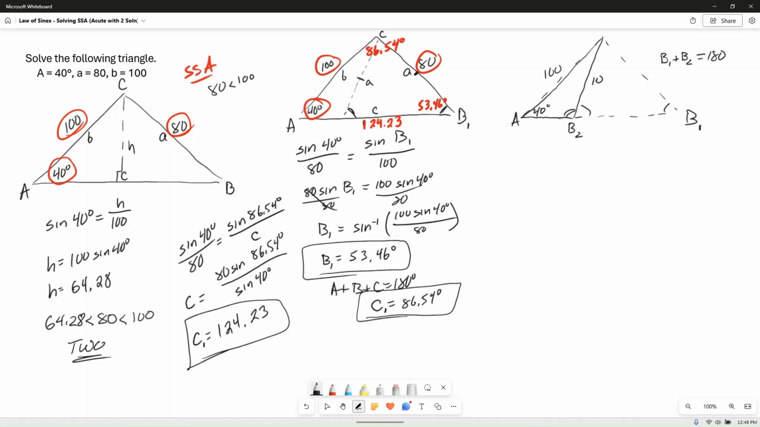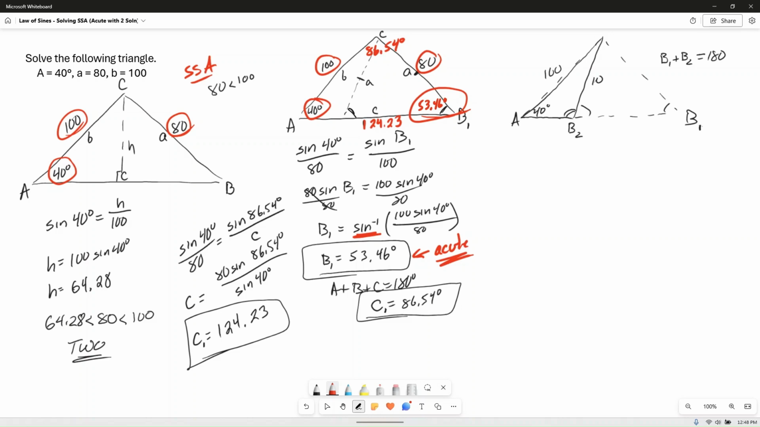And again, the first triangle is always going to result in an acute angle for the first value you find. The reason for that is because when you compute an inverse sine, you're always going to end up with an acute angle. That's due to the domain and range restrictions we had for inverse sine functions.